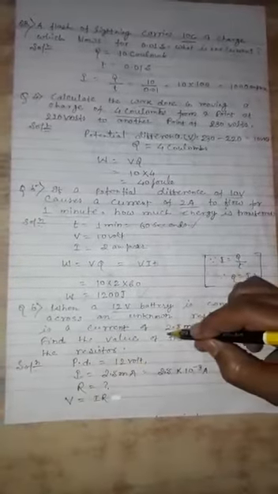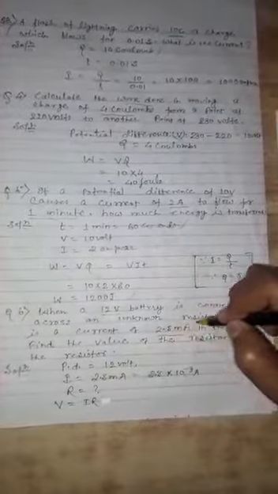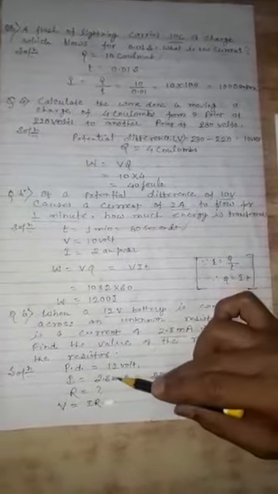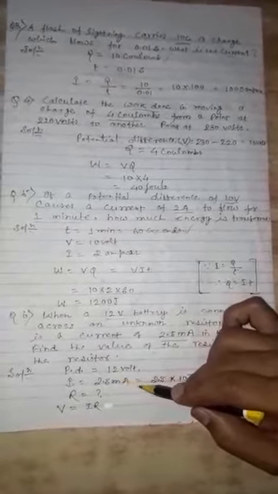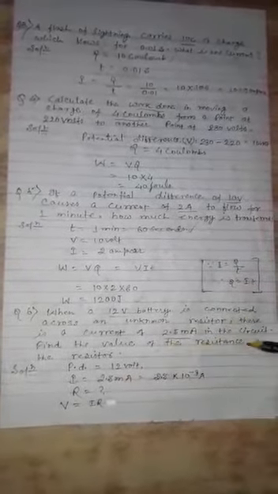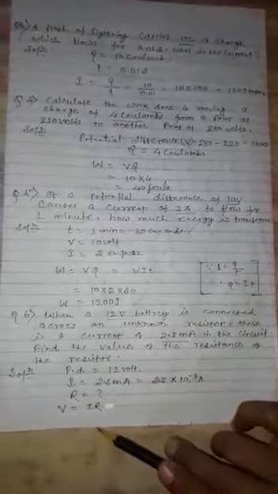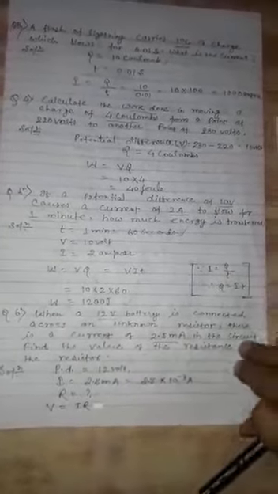Current, m stands for milli, 2.5 milliampere. And 1 milliampere is equal to 10 to the power minus 3 ampere. You have to find the value of resistance. According to Ohm's law, V is equal to IR.